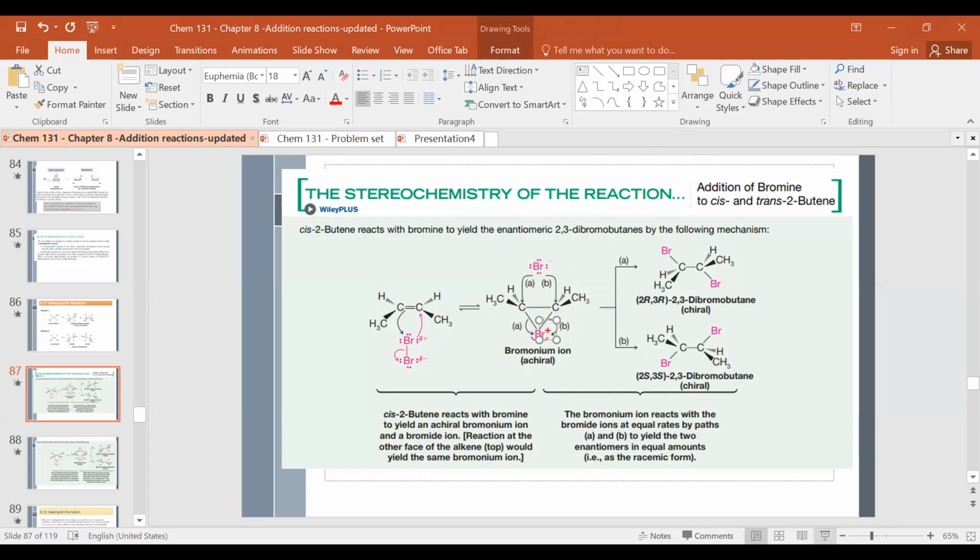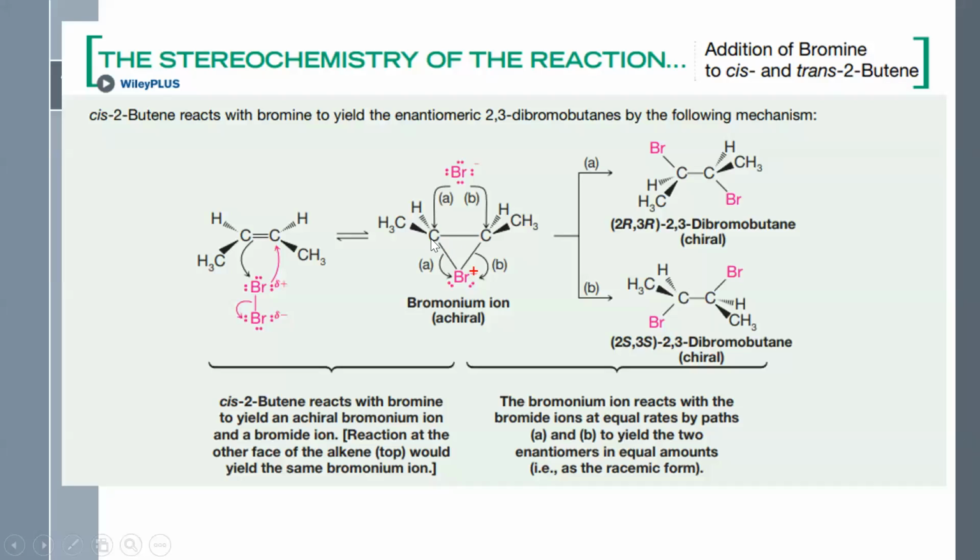Just take note that your bromonium ion is positive now because the charge will be shared. Supposedly you have a carbocation here.